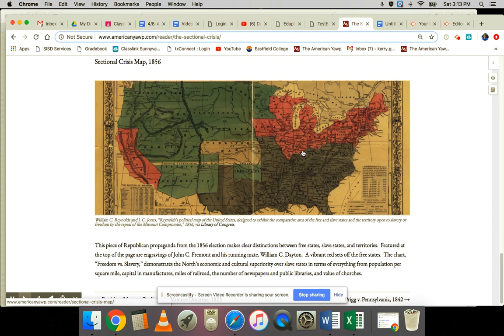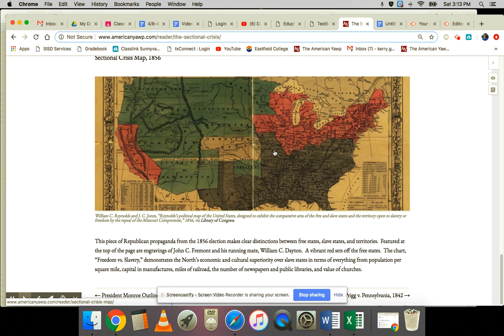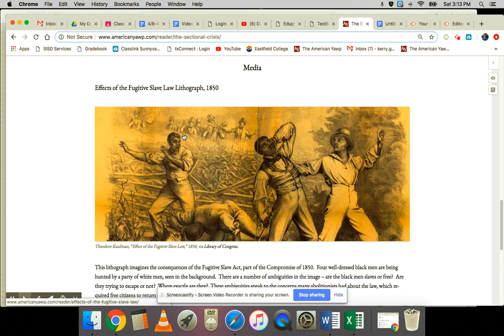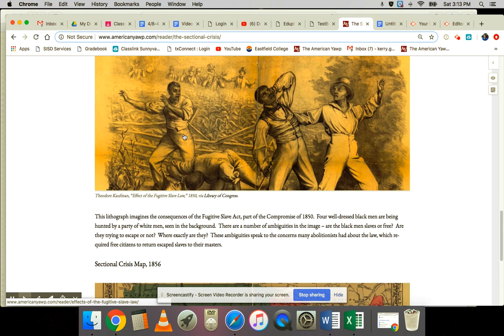In addition, this map shows the contrast between the free states and the slave states, and then the vast Western territory and the debate over how much slavery is going to expand. So if you're talking about the emerging crisis, you definitely have a crisis over what's going to happen with all this territory. And then you have this moral question: how do we know that the Fugitive Slave Act isn't going to result in free people being taken? And what does that mean if you can take a free African American? What does that mean for white people, right?